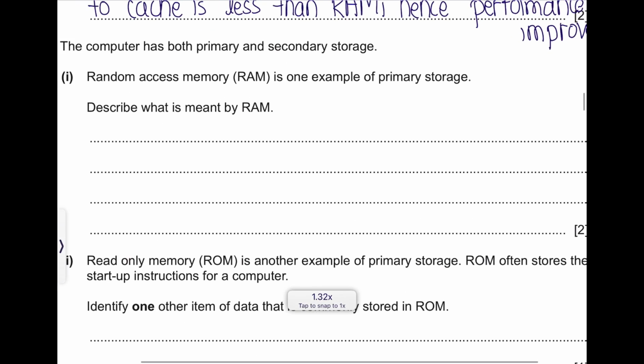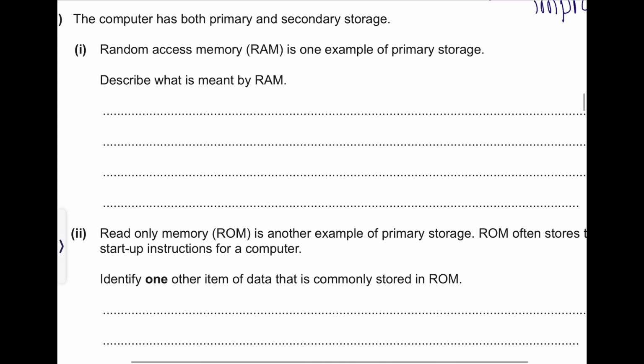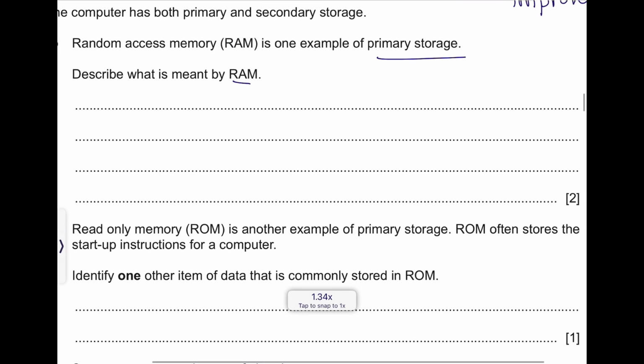The computer has both primary and secondary storage. Random access memory is one example type of primary storage. Describe what is meant by RAM. Now remember, it's a 2-mark question. You can't get marks for writing random access memory or primary since they're given.